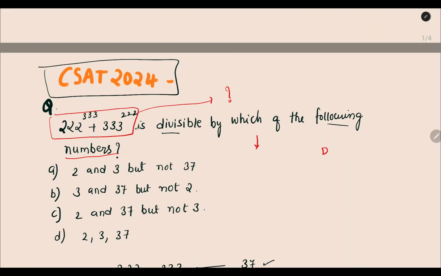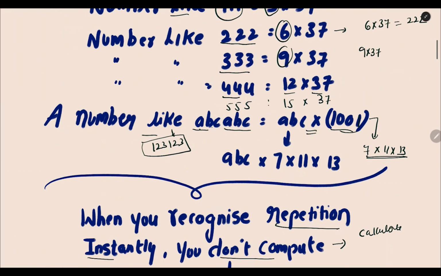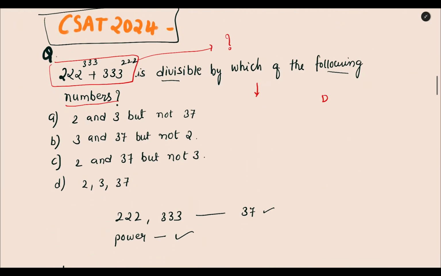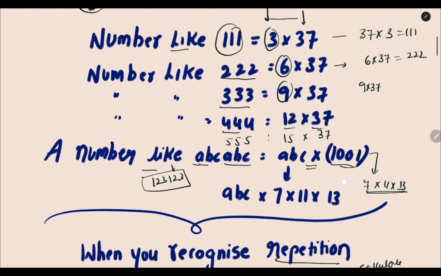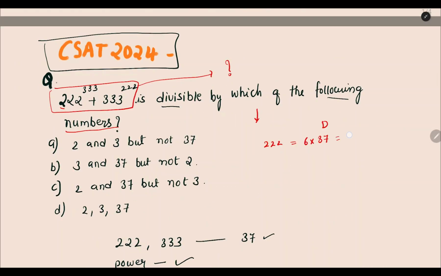So we have decoded the hidden structures of the numbers. 222 can be written as 6 into 37, and 333 can be written as 9 into 37. Whenever these numbers appear, you can divide by 37. So 37 is a common factor here, in both numbers. But 37 is not an option for this question.